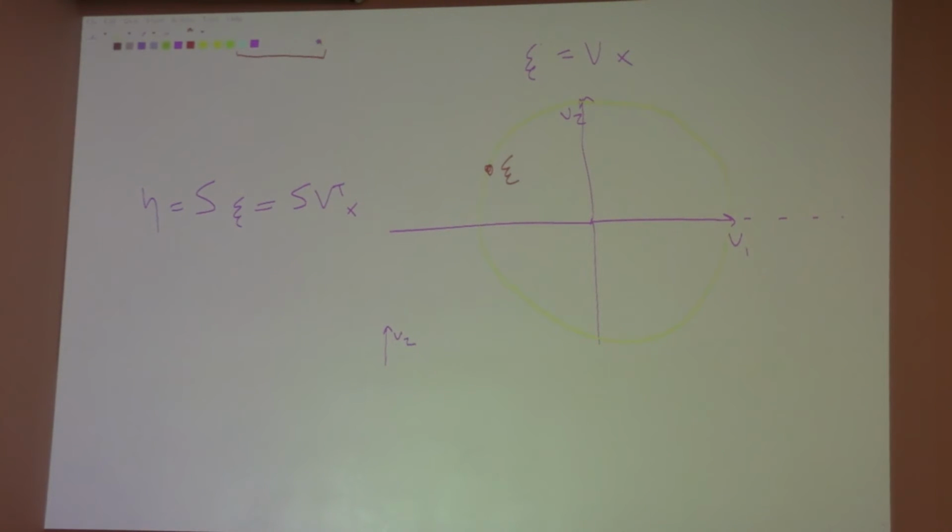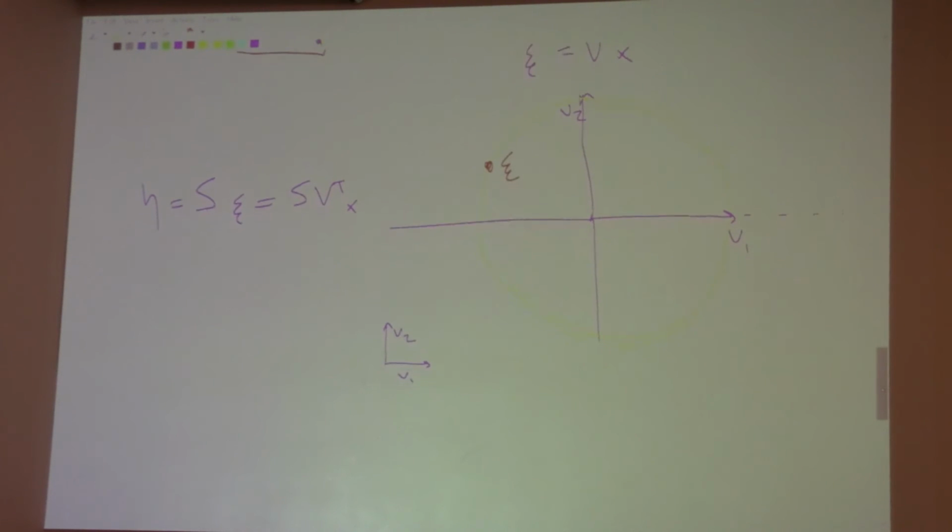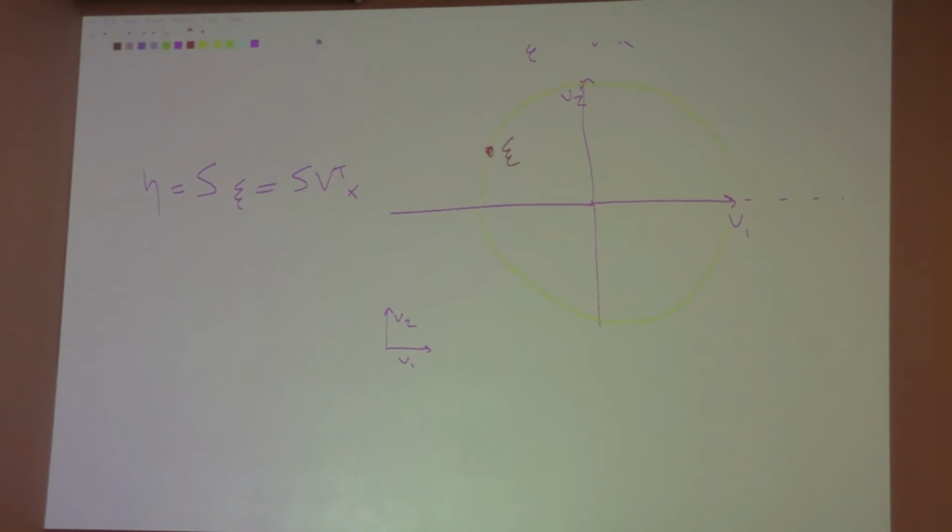This is V2 and this is V1. And so if I remember my S matrix, the coordinates are 8 and 2.3. So now this unit ball itself is going to get scaled out. It's going to go out to about 8 and 2. It's going to become this ellipse. Okay, this should be a perfect ellipse.